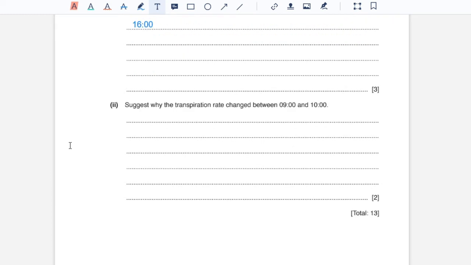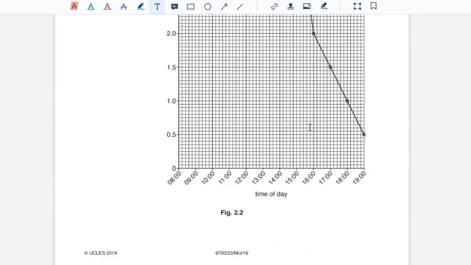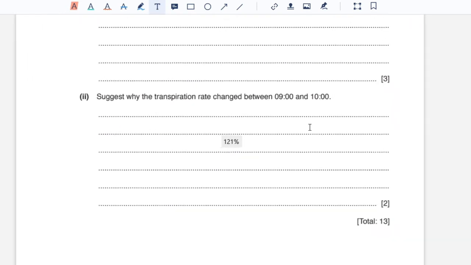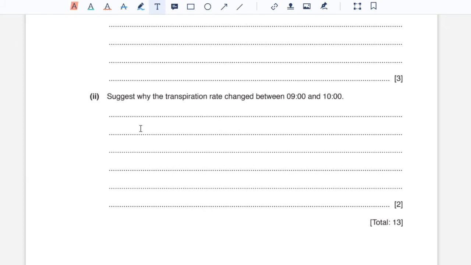To suggest why the transpiration rate changed between 9 and 10 am: between 9 and 10 am, the rate of transpiration decreases, and so you can write about the factors that can cause a decrease in transpiration, which could be that the humidity around the stomata has increased and maybe the wind speed has decreased. Or you could write about the light intensity and temperature having decreased. All of these would reduce the water potential gradient, which in turn reduces the rate of transpiration.